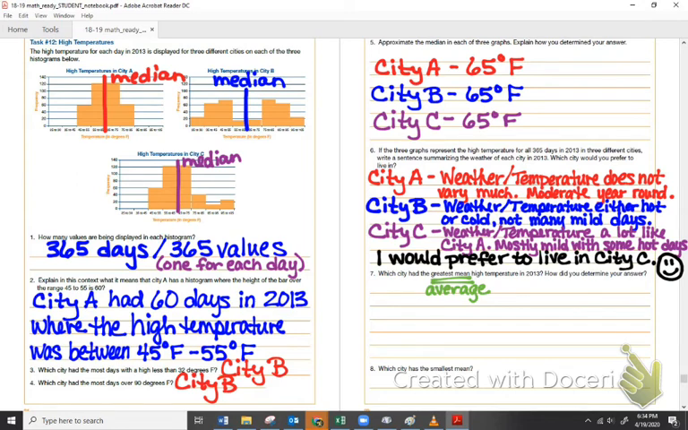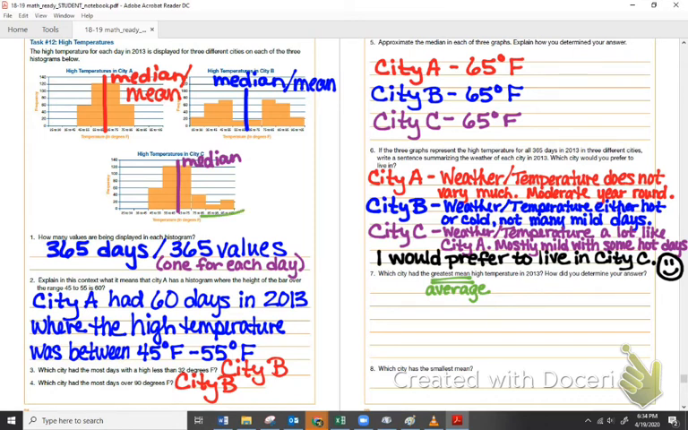In both City A and City B, those 2 cities have almost perfectly symmetrical distributions. And when you have symmetrical distributions, the median is going to be exactly the same as the mean. So in City A and in City B, the mean and the median is going to be about 65 degrees. When I get down to City C, though, this one is not symmetric. We said the median was about 65 degrees, and we went through that process just a couple minutes ago.